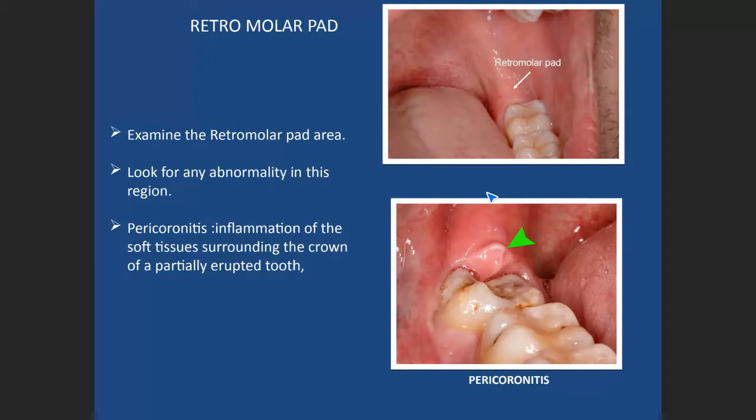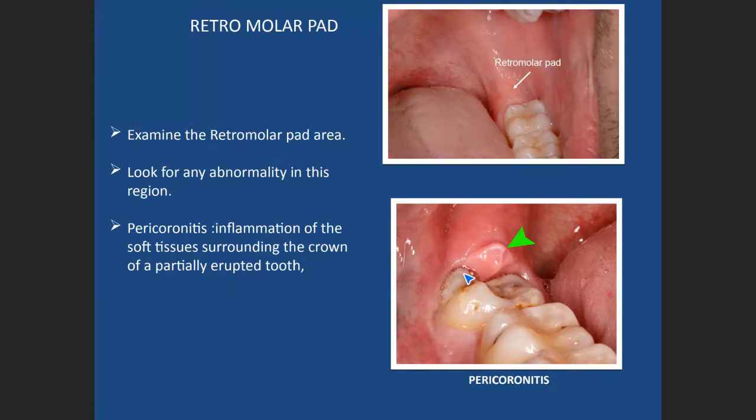Next is retromolar pad. This is behind the third molar area. This area is retromolar pad. Especially, this is important for the retention of denture. Sometime, if the third molar is not completely erupted, you will see this soft tissue flap covering the third molar. So usually, whatever you eat will get stuck here, and this area will cause inflammation. Okay, so this condition is known as pericoronitis.